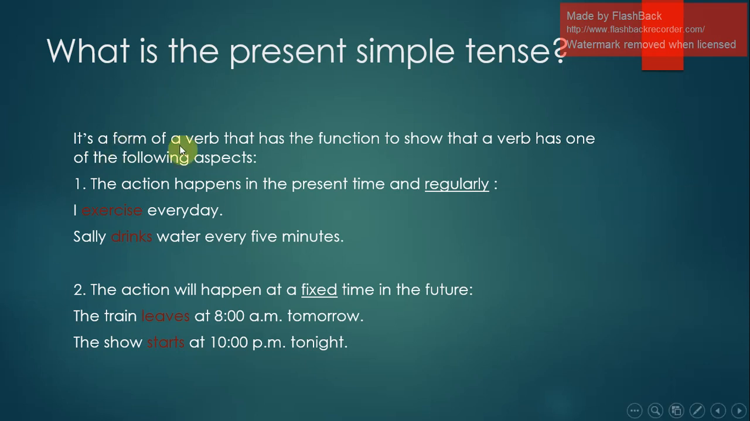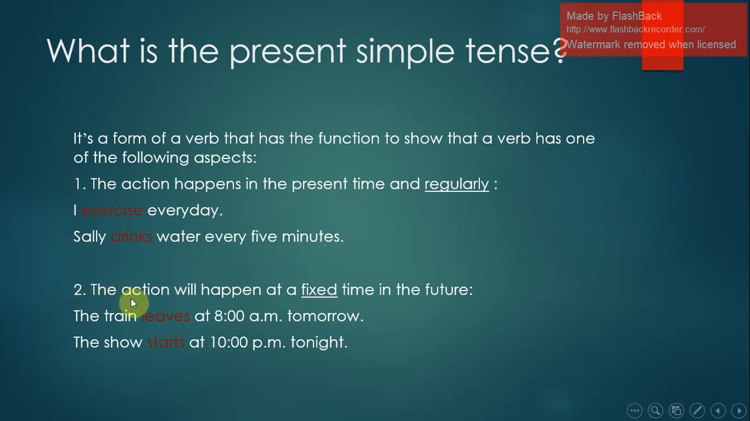It is a form of a verb that has the function to show that a verb has one of the following aspects. It means, when we use the present simple tense, we want to show that the verb or the action happens in the present, or it happens in the present time and regularly. When it's a habit or a fact, like I exercise every day. This is a habit. This is something I do every day. Not me, of course. Sally drinks water every 5 minutes. Well, I don't know why, but this seems to be a habit of hers.